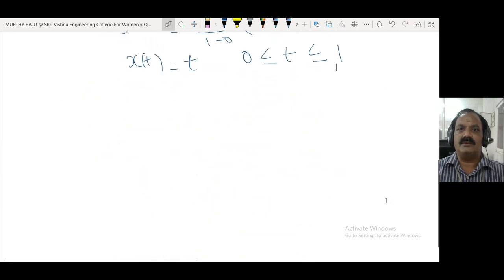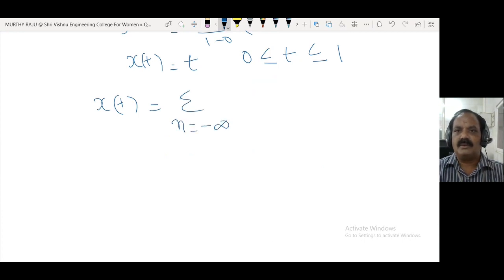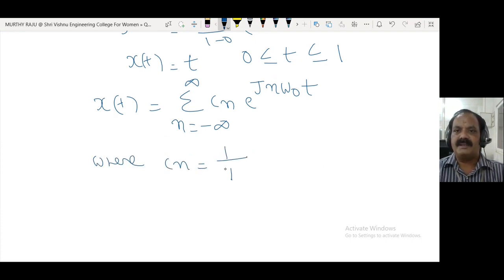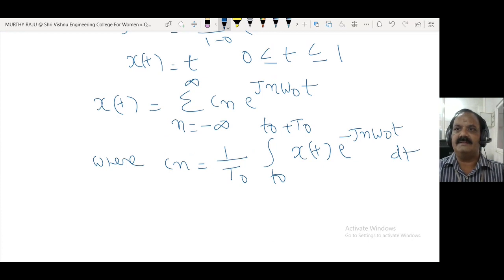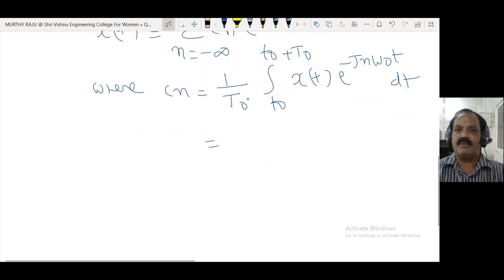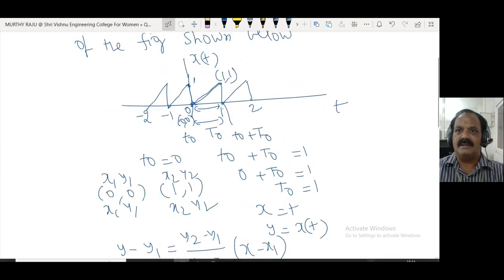Find the exponential Fourier series. We know that x of t in exponential Fourier series form is the sum from n equals minus infinity to plus infinity of cn e power j n omega naught t, where cn is equal to 1 by t naught times the integral from small t naught to small t naught plus capital T naught of x of t e power minus j n omega naught t dt. The time period of the waveform, t naught, is 1.